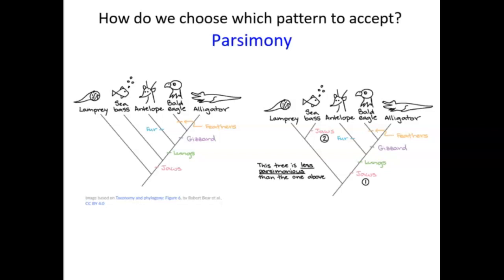For this to have occurred in evolution, the jaw would have had to have evolved twice. Once after the sea bass's ancestor split off from the lamprey, and once after the ancestor to the antelope, eagle, and alligator split off from the ancestor to the lamprey and the sea bass. This scenario at the right involves 6 evolutionary steps. Because the scenario at the left is more parsimonious, it is the favored hypothesis for the relationship between these taxa.